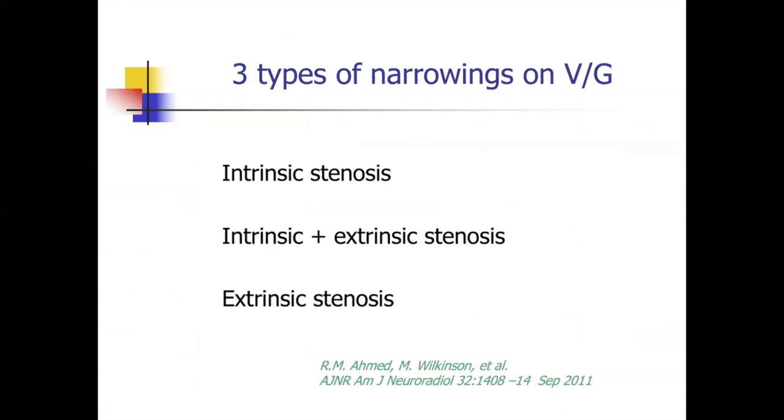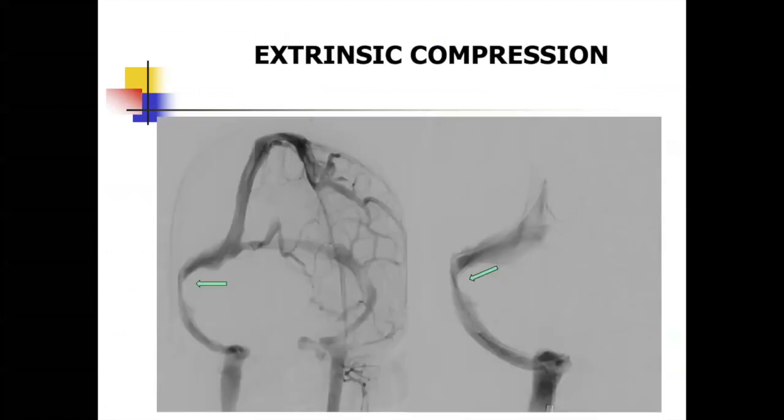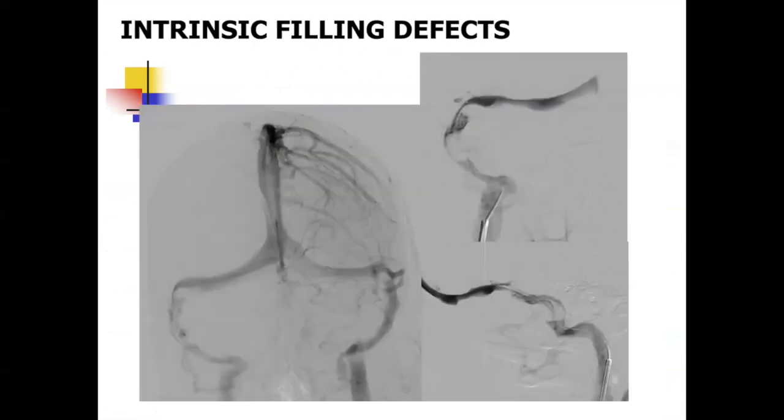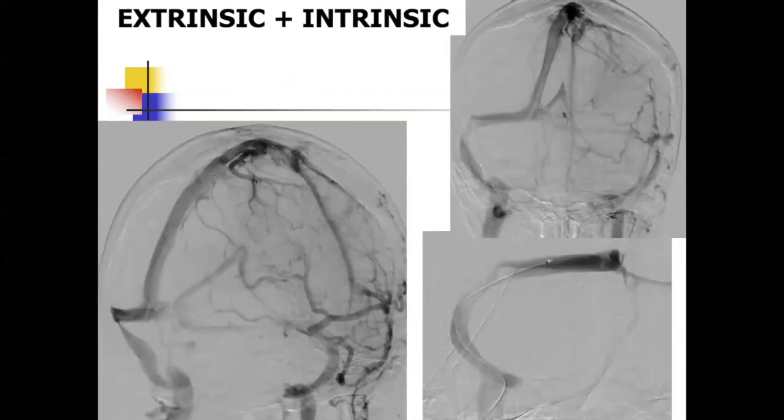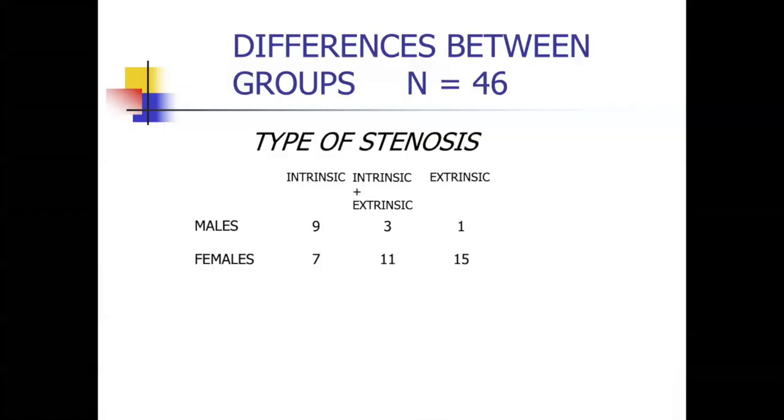Okay. There are 3 types of narrowings. Intrinsic, and intrinsic plus extrinsic, which just means that the pressure is high enough that it's also compressing. And then extrinsic, which is pure compression. This is the extrinsic compression, and you see that scalloped indentation that I was saying on the anterior oblique. These are intrinsics, pretty obvious. This is a combination where you see the extrinsic, but also there's an intrinsic.